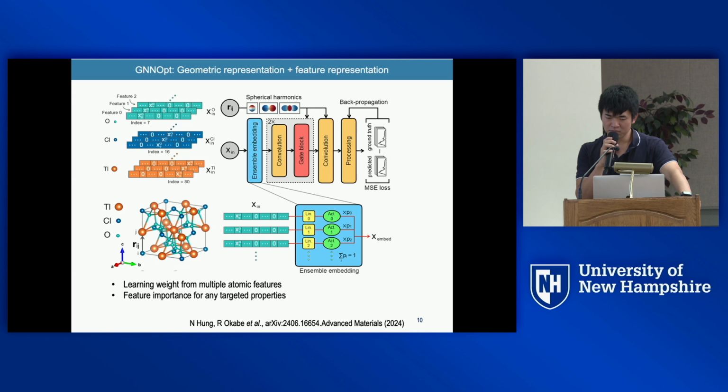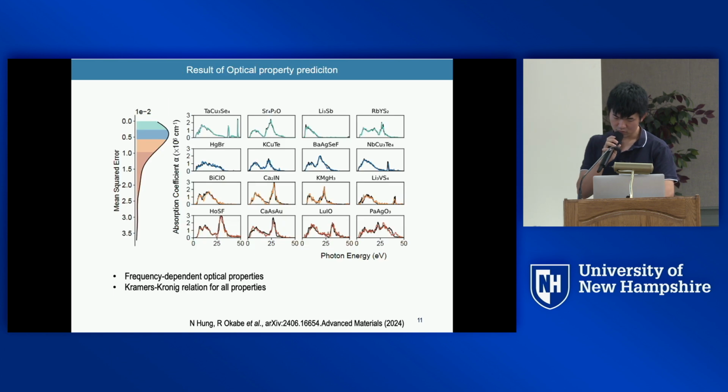So we implemented a new method called the universal embedding that can automatically find which aspect of the material atoms, like the atomic mass or electronegativity or atomic radius, matters. And finally, we could find that the atomic radius takes a very important role in this optical property prediction.